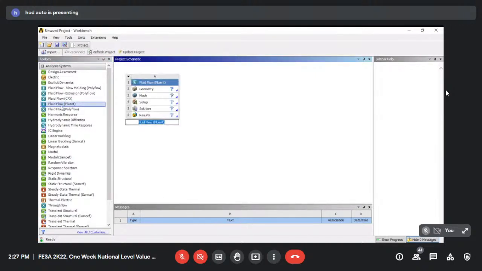We have different solvers. If you want to solve plastic fluid flows, molds and all, you can go with blow molding, extrusion, and Polyflow, because at high temperature, as the temperature is more than its melting point, they are fluid. So here I'll say car flow analysis, flow over car. Then I'll click the geometry, double click.